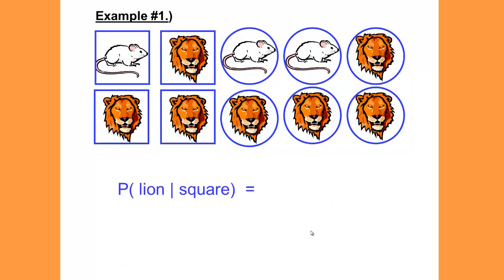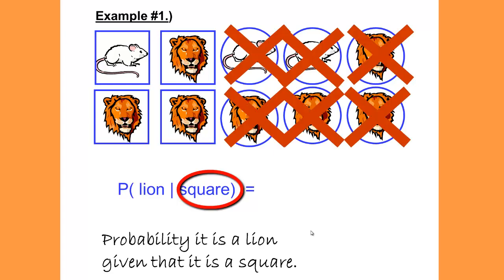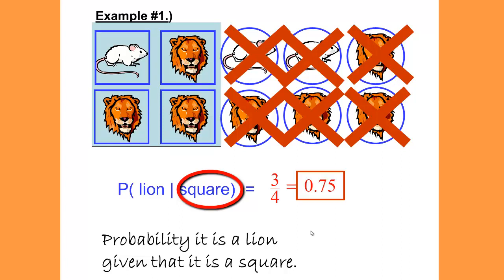The third probability that we want to find is the probability that it's a lion given that it's a square. In this case, we know we have a square. So we can mark out the circles and only focus on the squares. Given that it's a square, we're looking at the 4 squares, and out of the 4 squares, 3 of those are lions. So that is 3 out of 4, or 0.75.